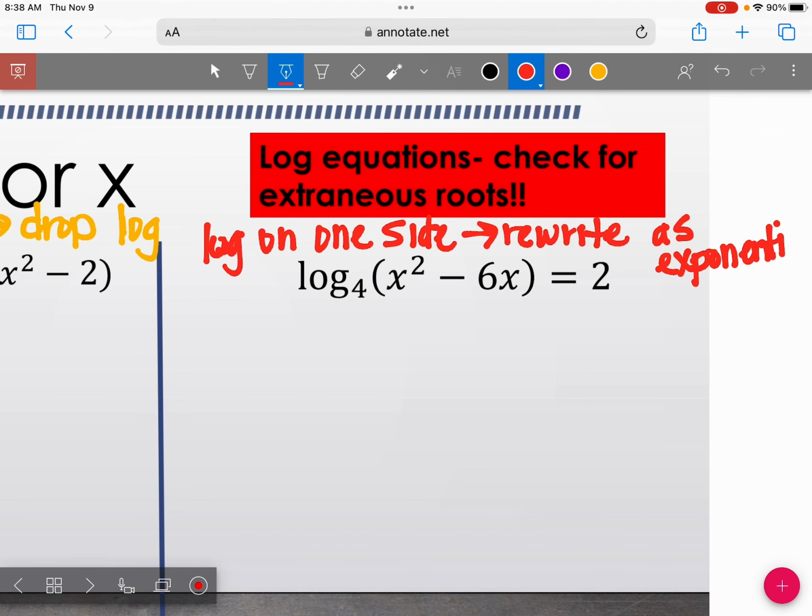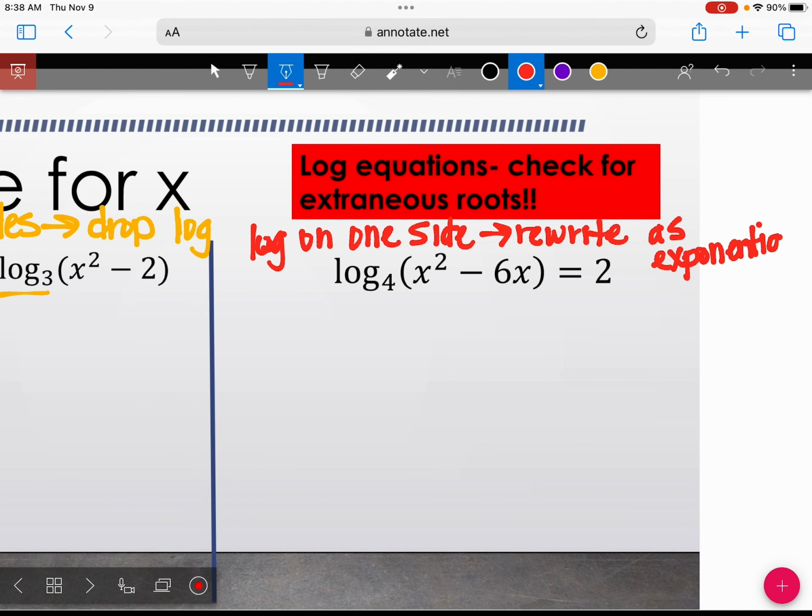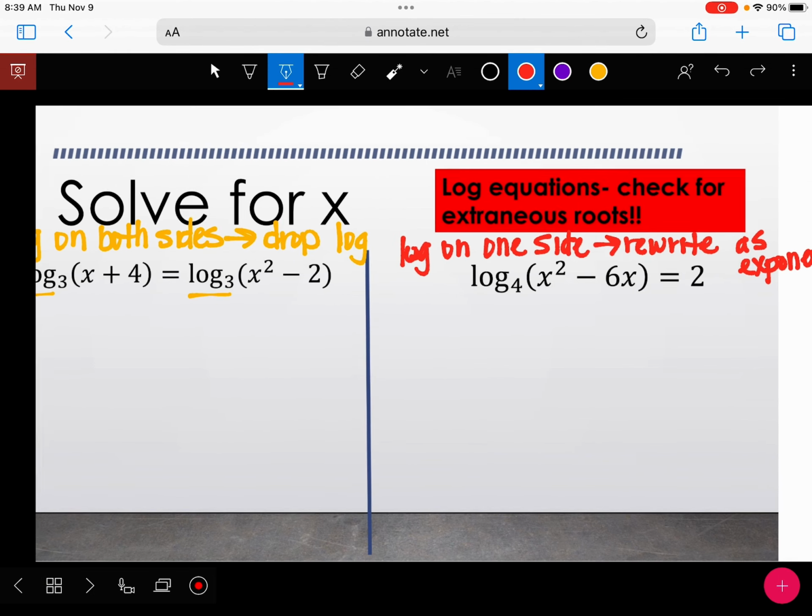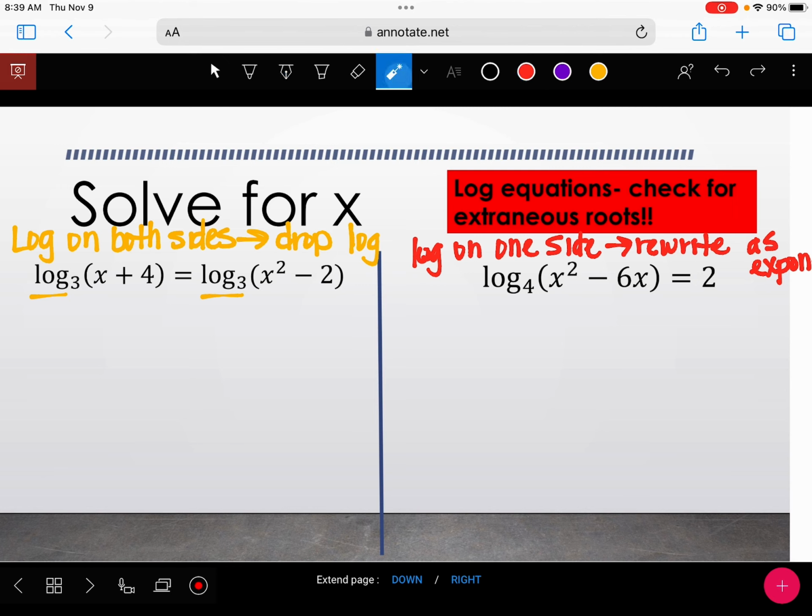When you take your test next week, you're going to have a mixture of different kinds of equations, and you're going to have to recognize the strategy to use. And it's going to vary depending upon what kind of log equation it is. So we're going to use 2 different strategies. Now, the reason why I put this red box here on this slide is because you do have to check for extraneous roots.